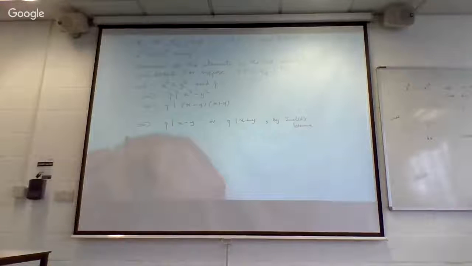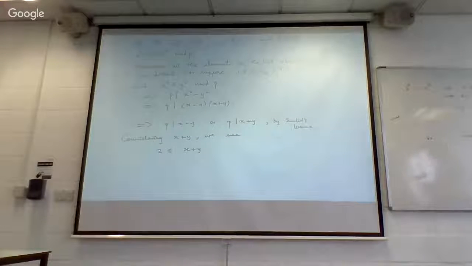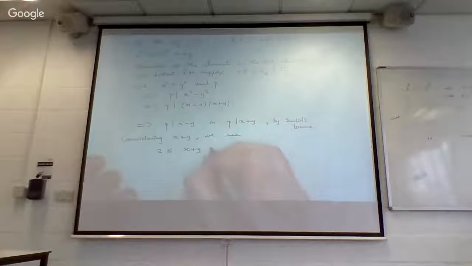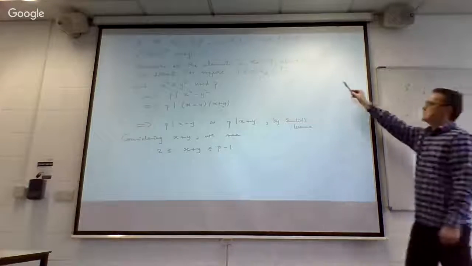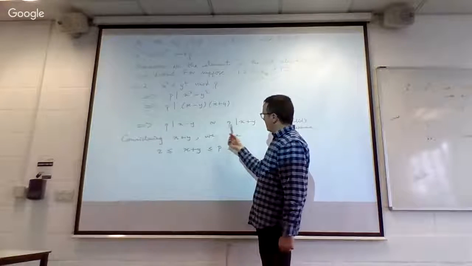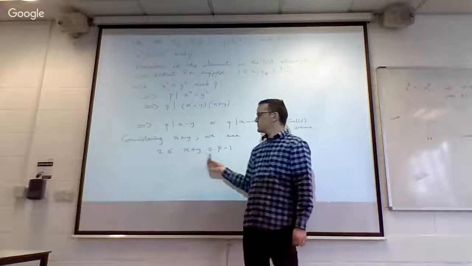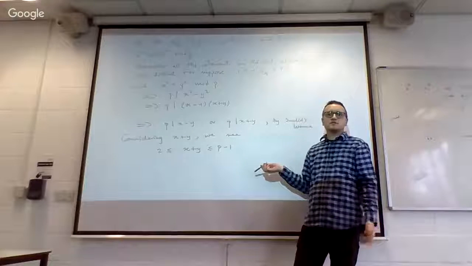Consider x plus y. Well, how small can x plus y be? The smallest x plus y can be is 2, because x and y are both bigger than or equal to 1. And the largest x plus y can be is p minus 1, because they're both less than or equal to (p minus 1) over 2. And we're considering, could this happen? Could this happen that p divides the sum? Could p divide a number in this range? Well, no, because there's no multiples of p there.